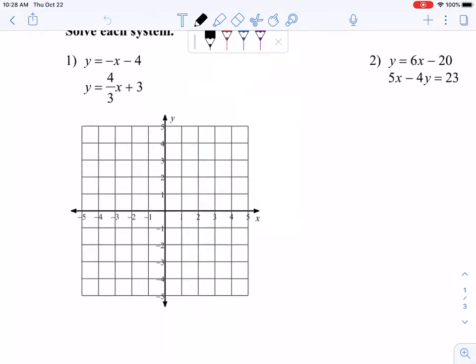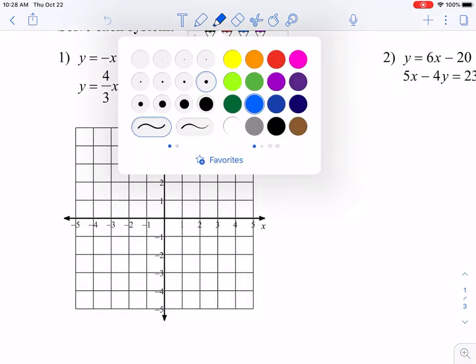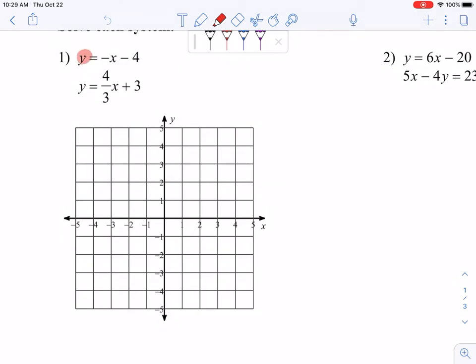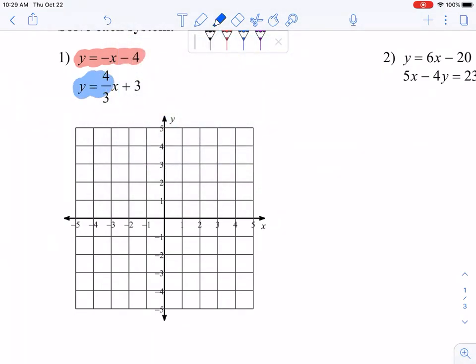So in our first system of equations, we have two lines given to us in slope-intercept form. So that's y equals mx plus b. So I have a red line here. I also have a blue line here. So I'm going to write down my information.